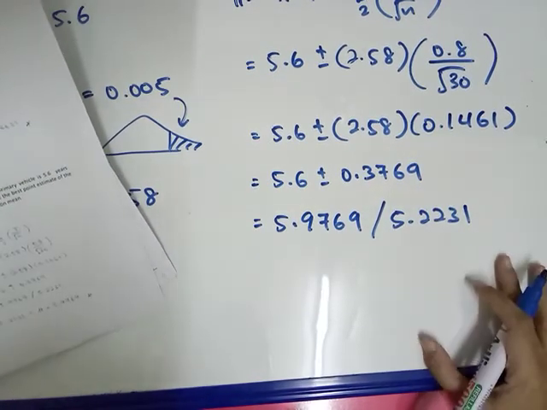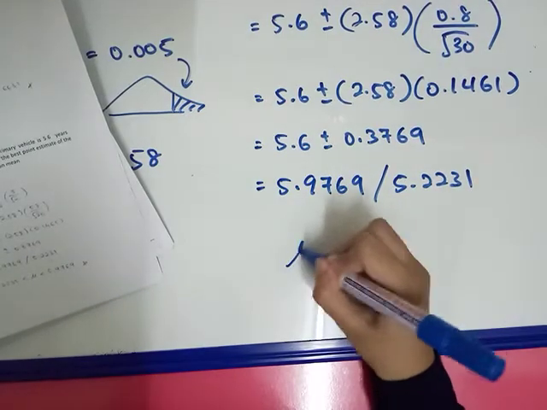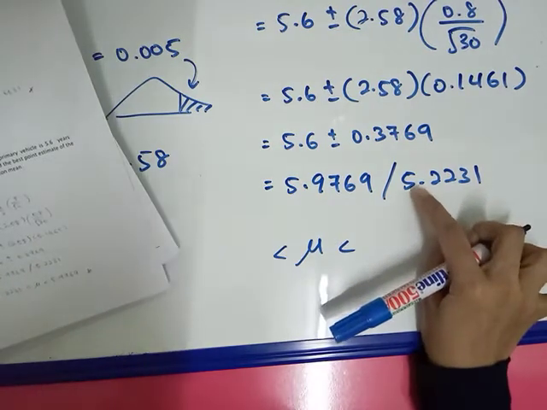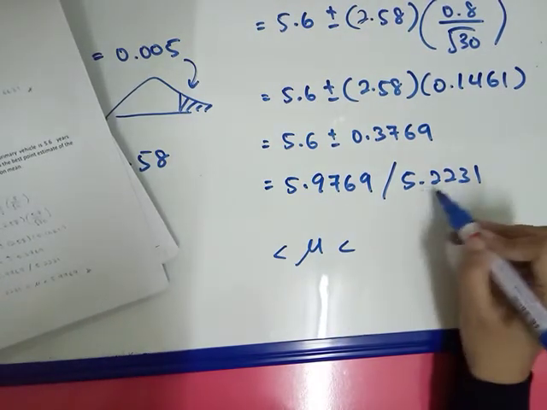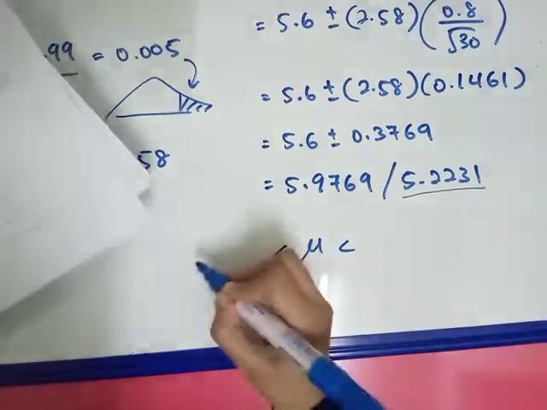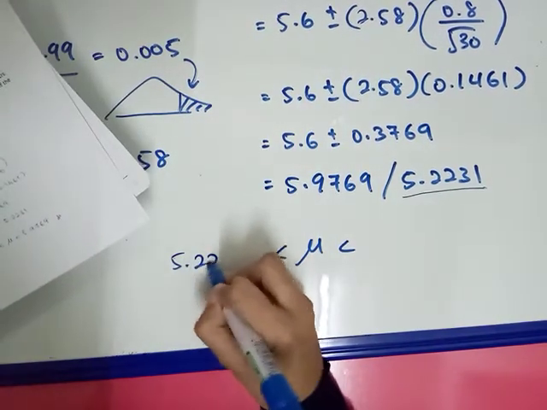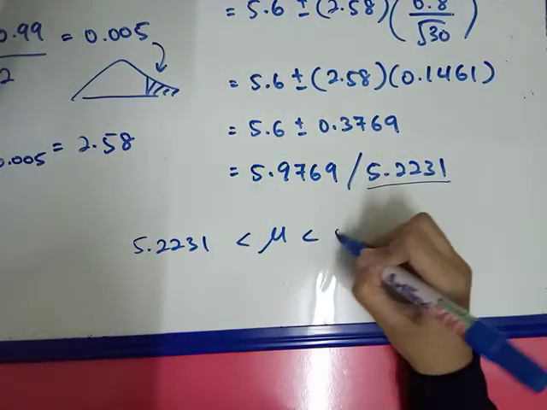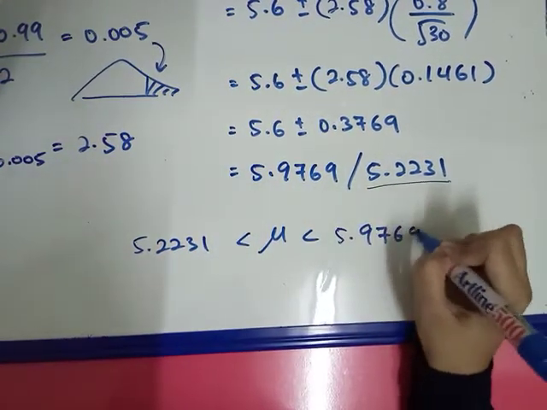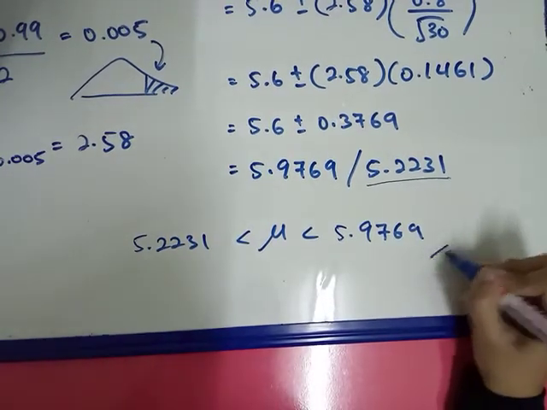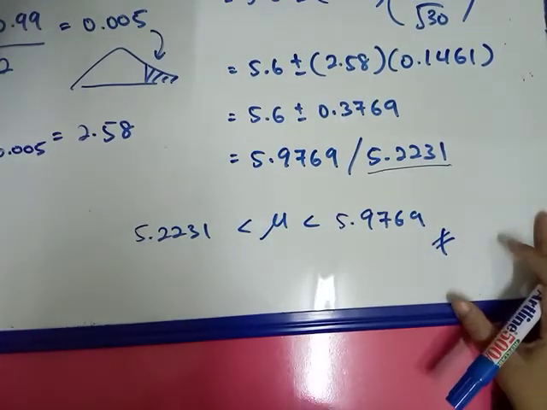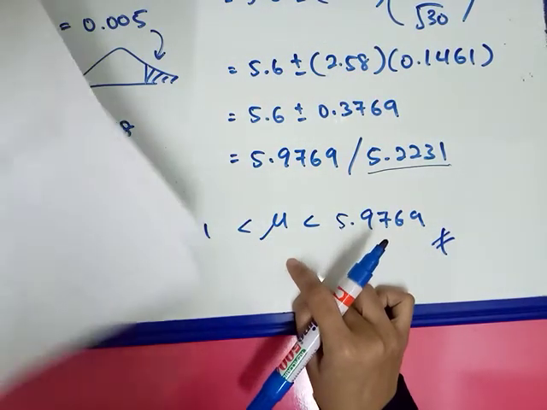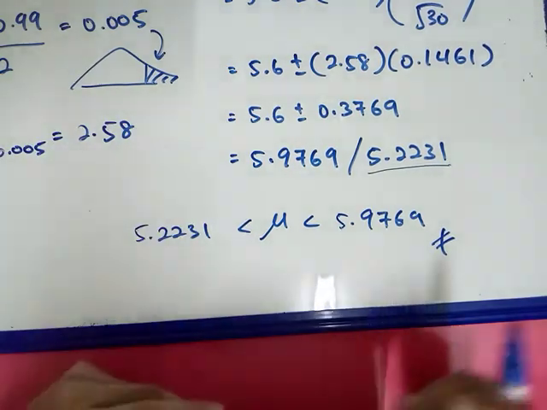So the last answer, the interval for the population mean: take the smaller one, which is 5.2231, and put it on the left side. And then the biggest number, 5.9769, on the right side. So this is the last answer, the range of values for the population mean. Do you understand? If you don't understand, you can ask on WhatsApp, okay?